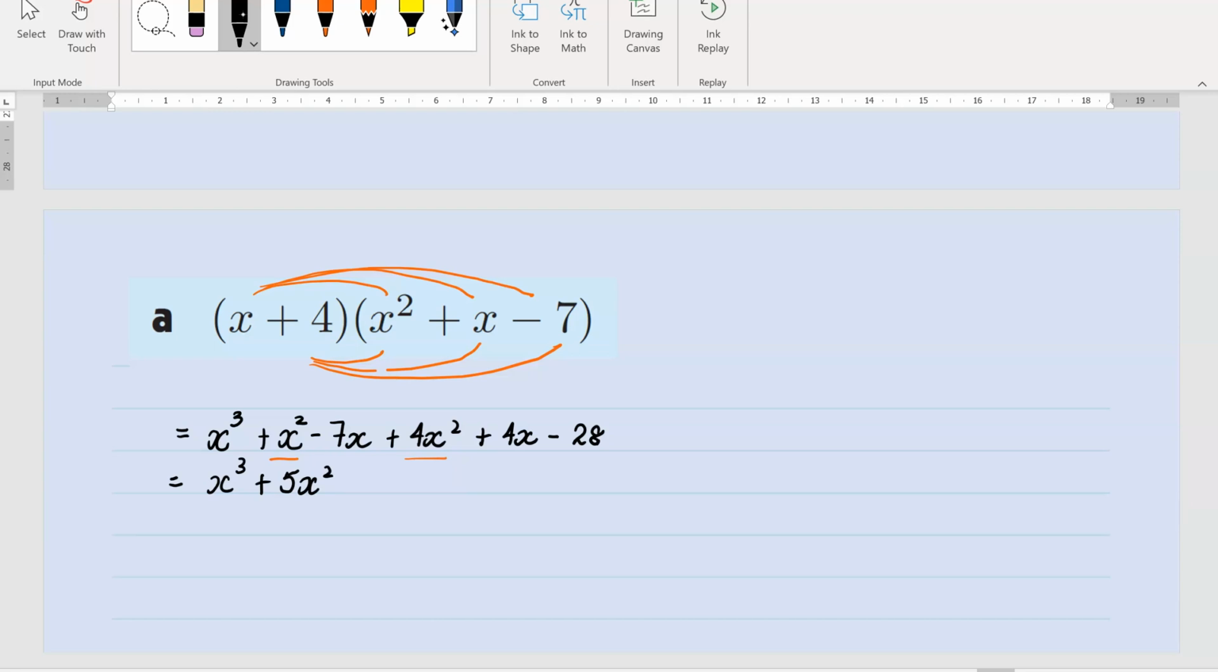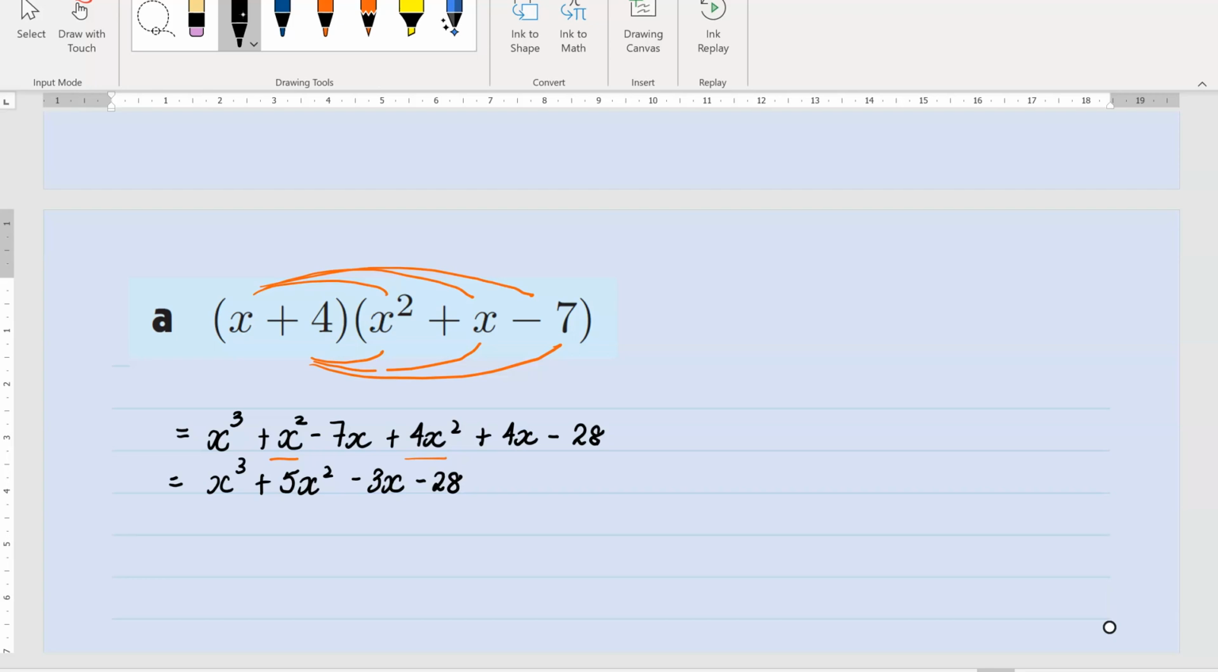Then we've got minus 7x plus 4x. So minus 7 plus 4. Use your calculator if you need to, but that's going to be minus 3, right? You owe $7, pay off 4, still owe $3. And then you've got the minus 28.